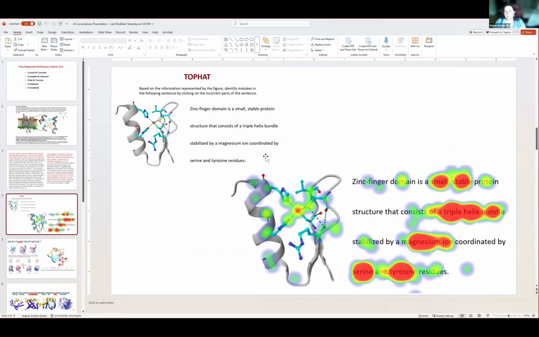Something like this. Maybe some of you use Top Hat. I do that. That's a clicker system. The reason I like this platform is it has a setting where you can click the target for an answer. So it works really well with molecular visualization type of questions. Typically I would say, based on the information given, write me something about the zinc finger domain. Instead, I actually wrote an answer and I told them, find the mistakes.